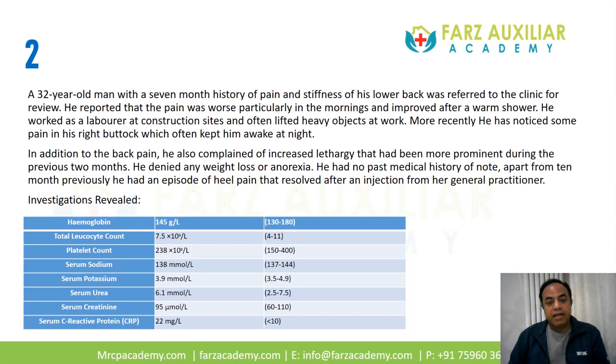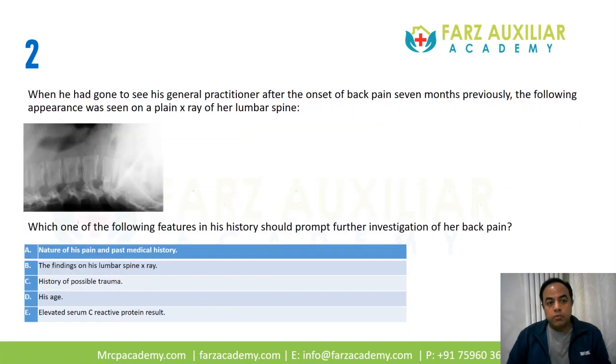He had no past medical history of note apart from 10 months previously, he had an episode of heel pain that resolved after an injection from his general practitioner. Blood results showed normal hemoglobin, leukocyte count, as well as platelets. Renal functions and electrolytes were normal as well. CRP was marginally raised at 22. So when he went to see the general practitioner, the following appearance was seen on a plain X-ray of his lumbar spine. So there is an X-ray for you guys to have a look at.